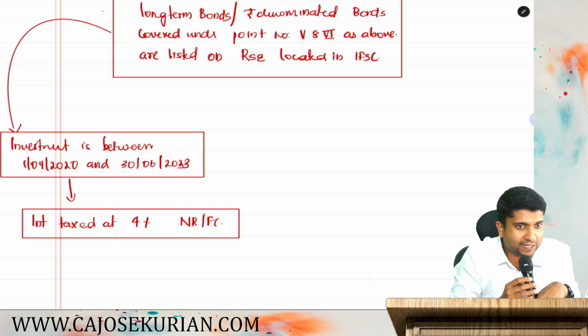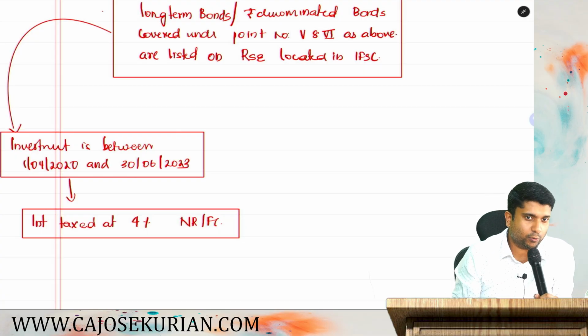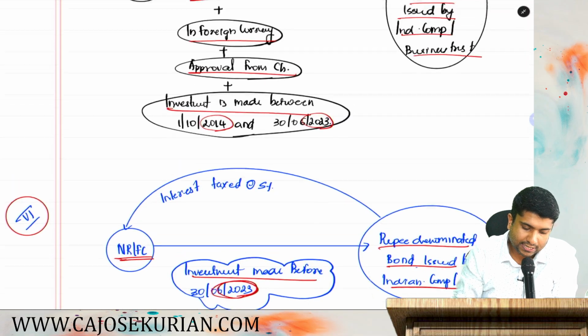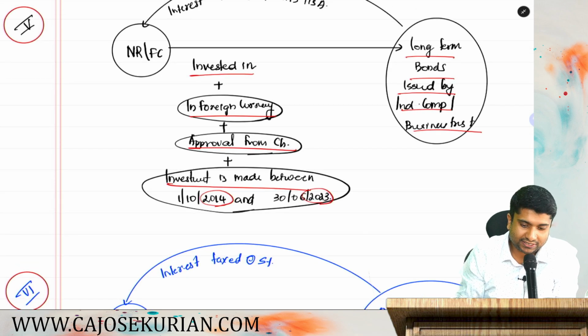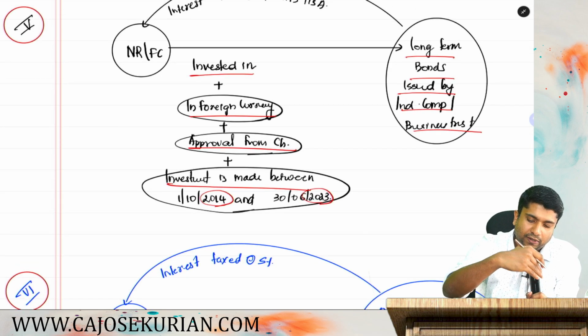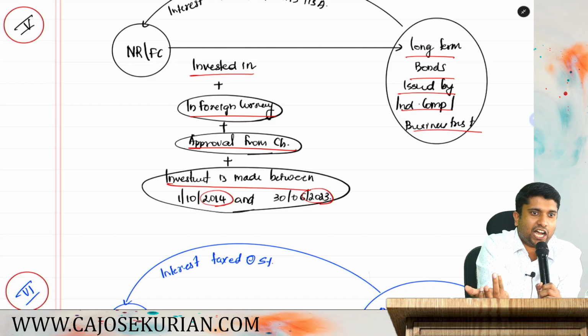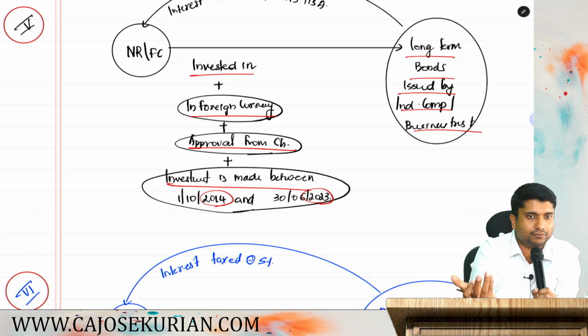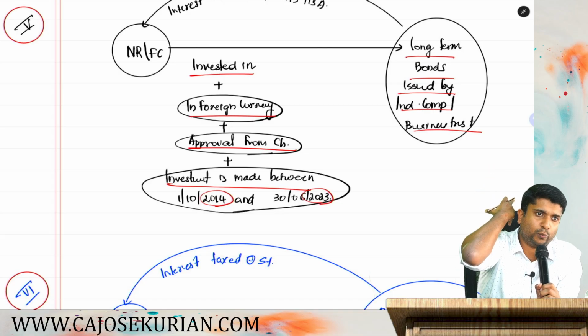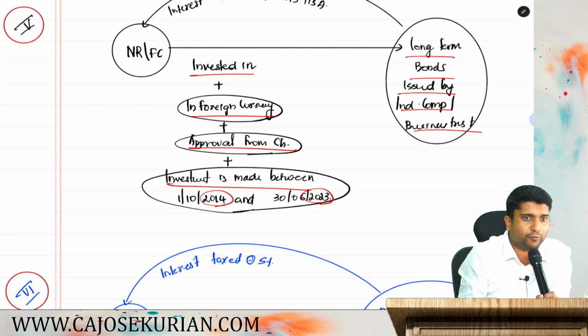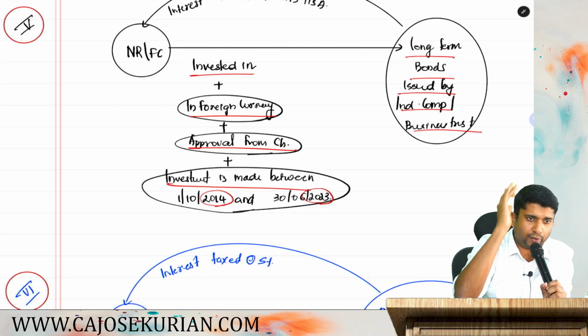Are you with me? And let me ask you one simple doubt. What if in the above case, that means point number 5 and point number 6, I've made that investment after 2023? If the investment is after 2023, then bonds also are considered as a kind of debt. It will be taxed at 20%. That's it. Similar to a normal foreign currency loan, it will be taxed at 20%.